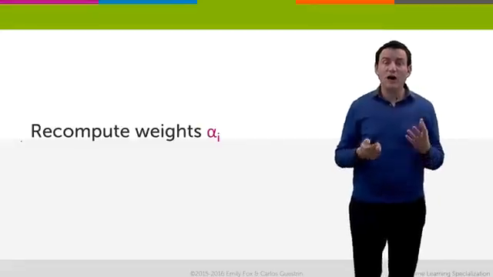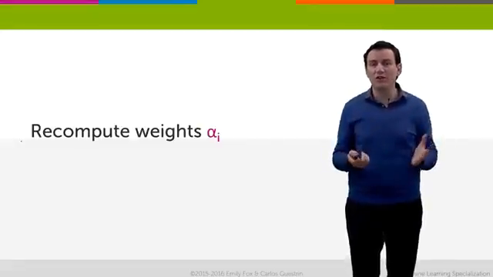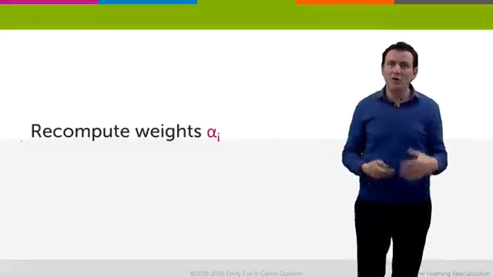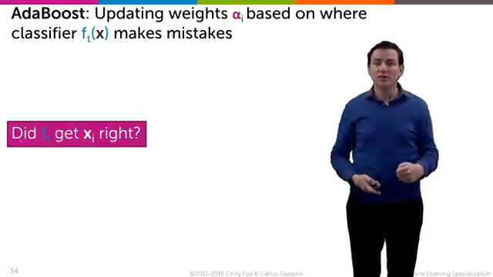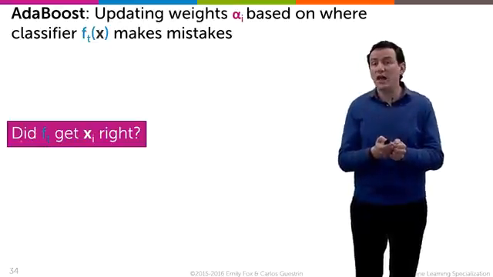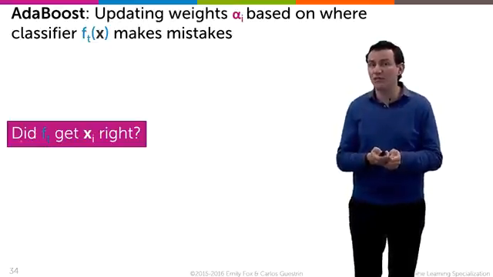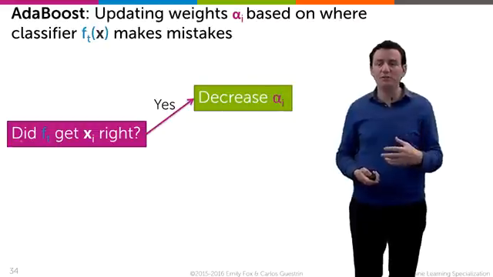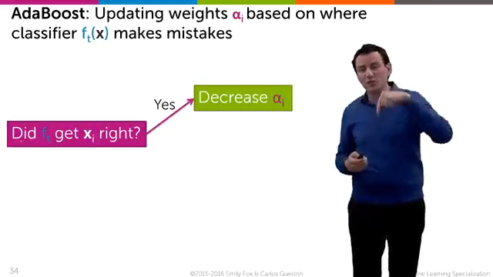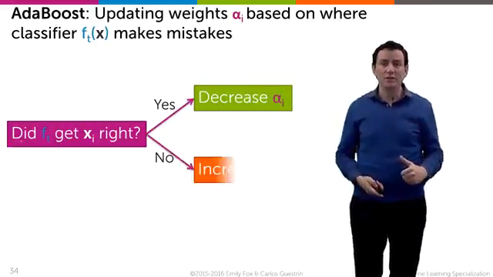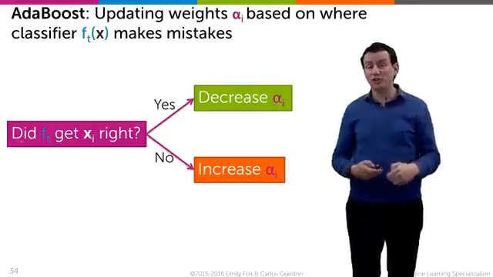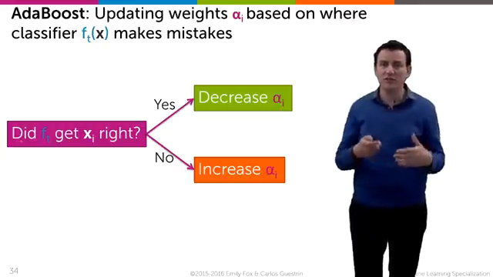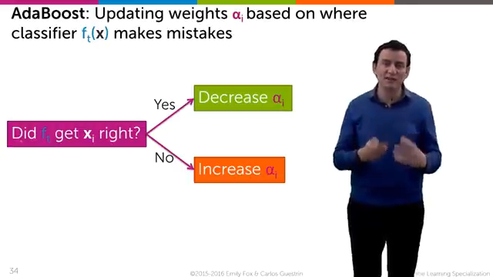We started with alpha i's being uniform, the same for all data points, 1 over n, and now we want to change them to focus more on those difficult data points where we're making mistakes. So the question is, where did f_t make mistakes, or what data points did f_t get right? If f_t got a particular data point x_i right, we want to decrease alpha_i because we got it right. But if we got x_i wrong, then we want to increase alpha_i so that the next decision stump or weak classifier homes in and does better on this particular input.